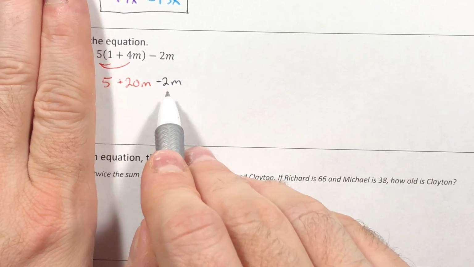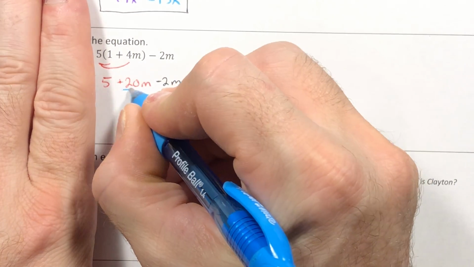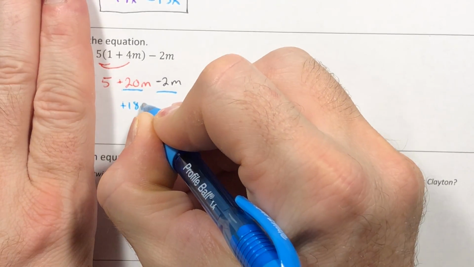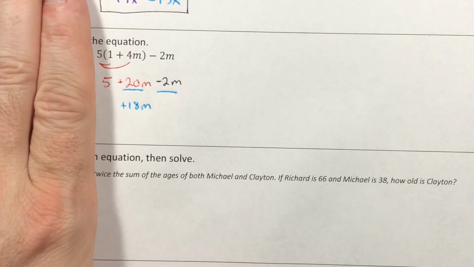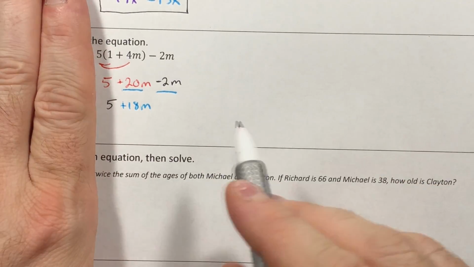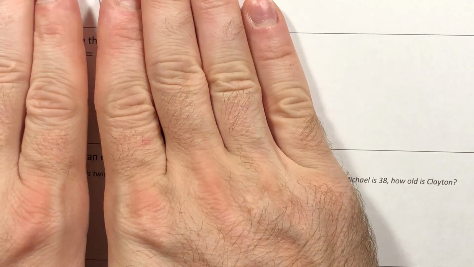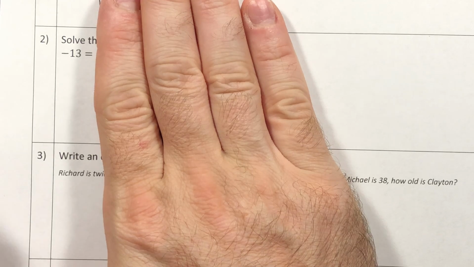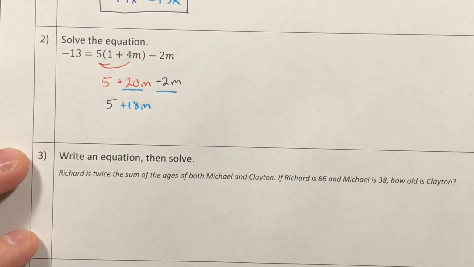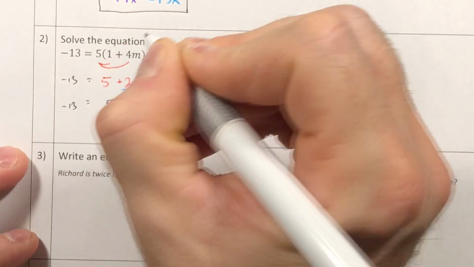Right here I have the 20m and the negative 2m. When I combine those, let's do this in blue. 20 minus 2 is going to give us a positive 18m. And just like before, because I didn't do anything with the 5, I'm going to leave the 5. And because nothing over here can be simplified any further, I'm going to take a look at the other side, negative 13. Nothing's going to happen over there, so I'm going to drag that all the way down. So equals negative 13.